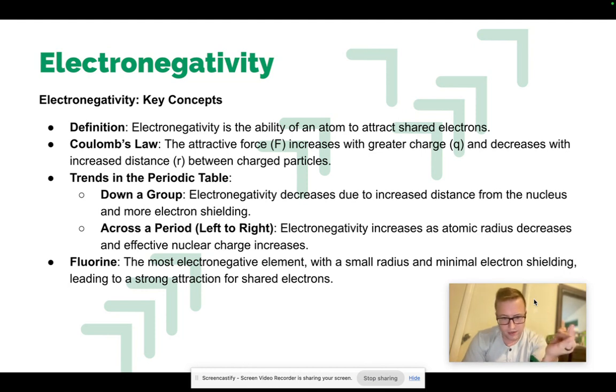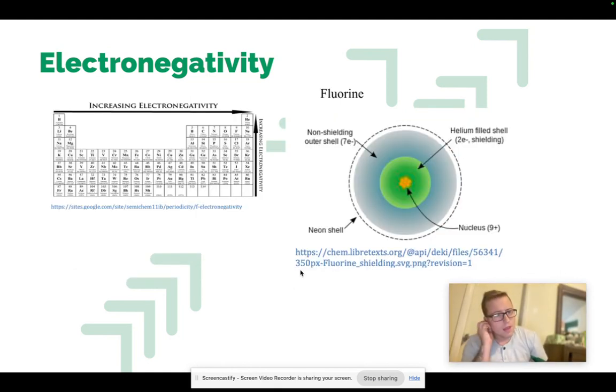Now, across a period, electronegativity increases as atomic radius decreases and effective nuclear charge increases. So the nuclear charge is going up, which increases electronegativity. Atomic radius decreases, it gets smaller, which means electronegativity also goes up. Fluorine is our most electronegative element, which has a small radius and minimal electron shielding, leading to a strong attraction for shared electrons. I'm going to show a picture of fluorine. Here's fluorine.